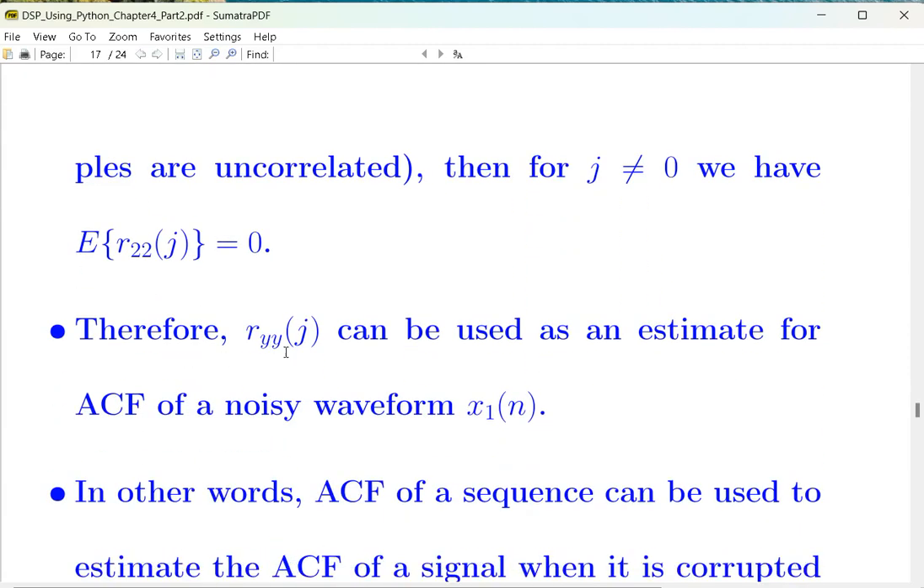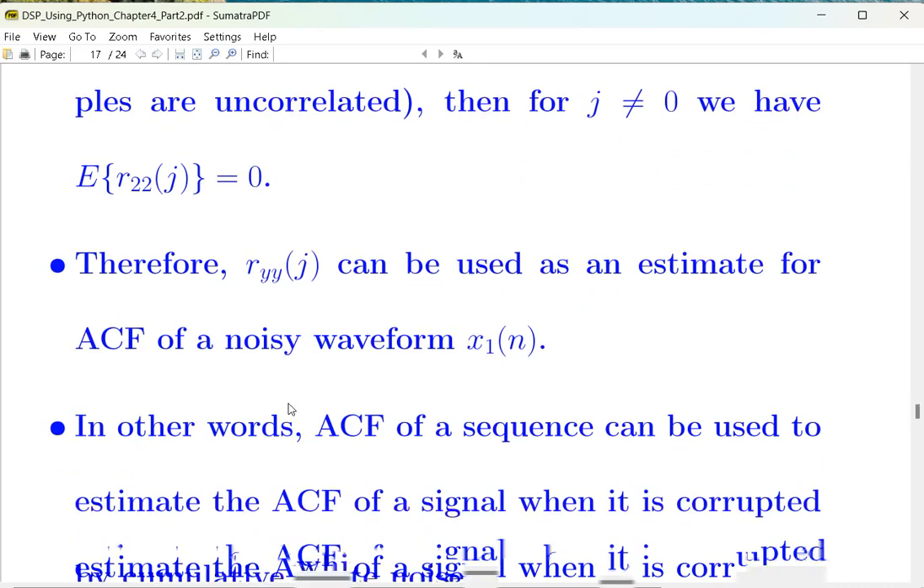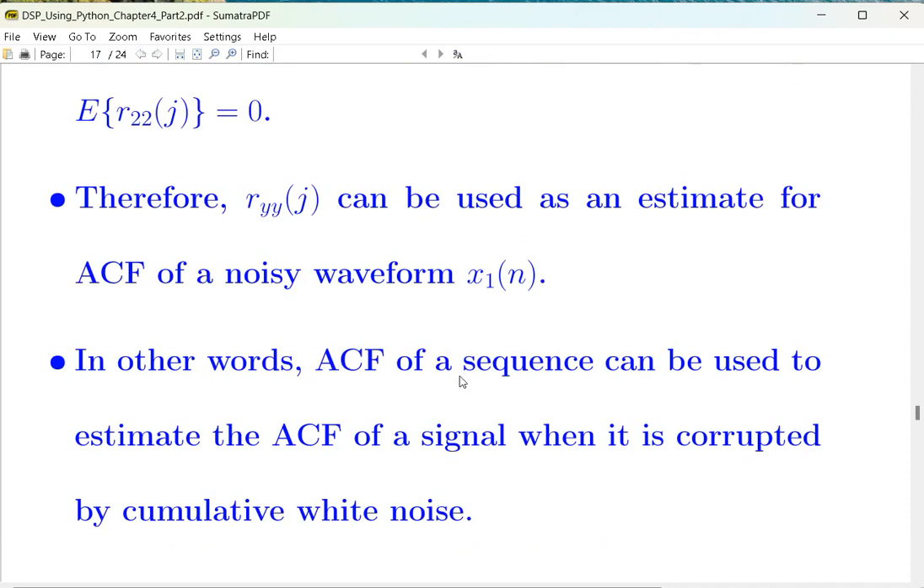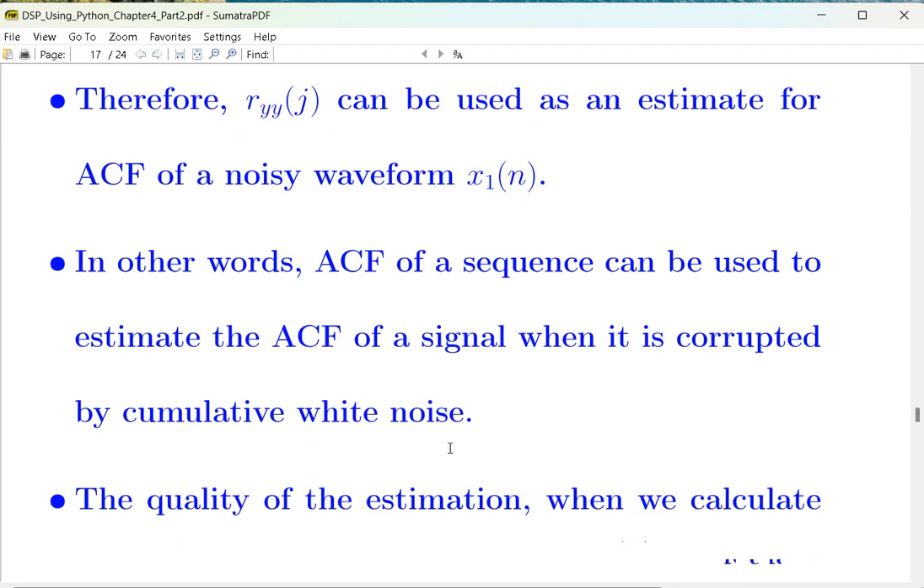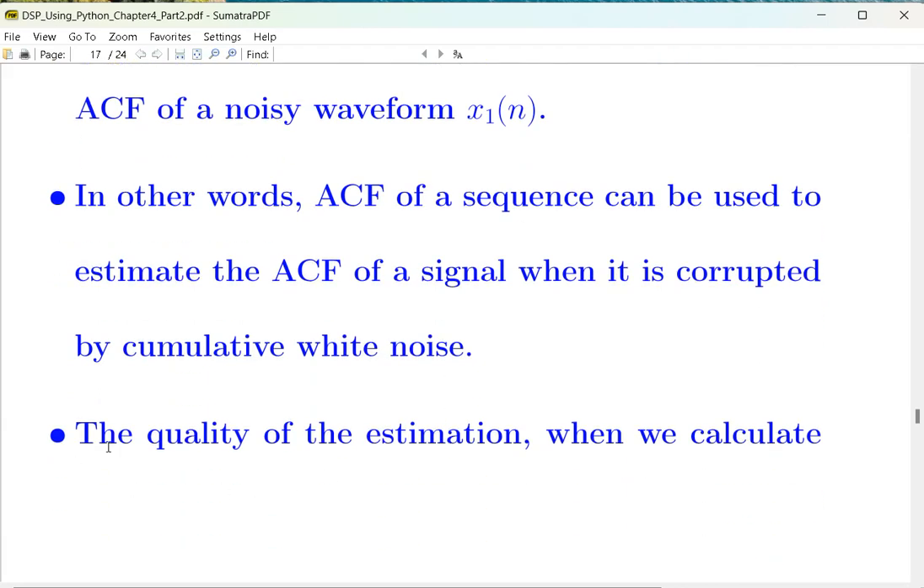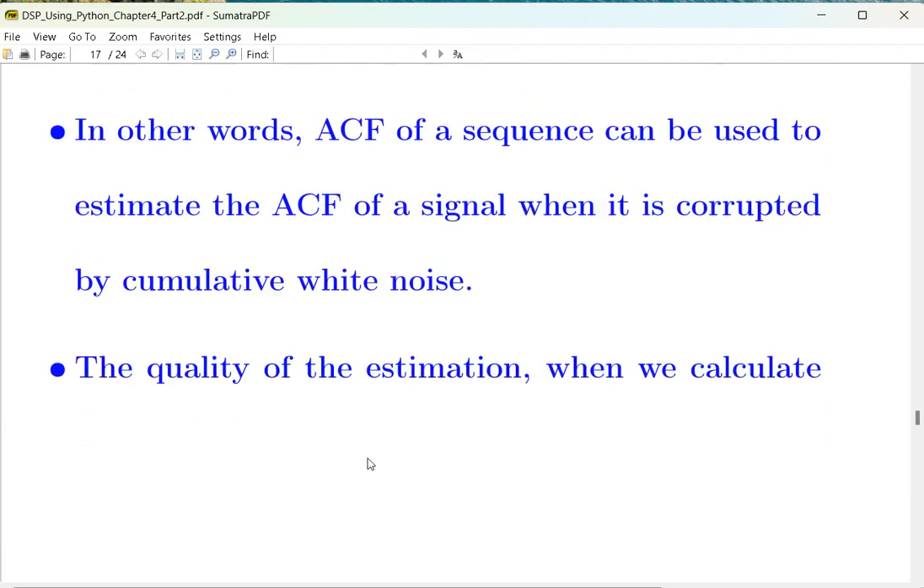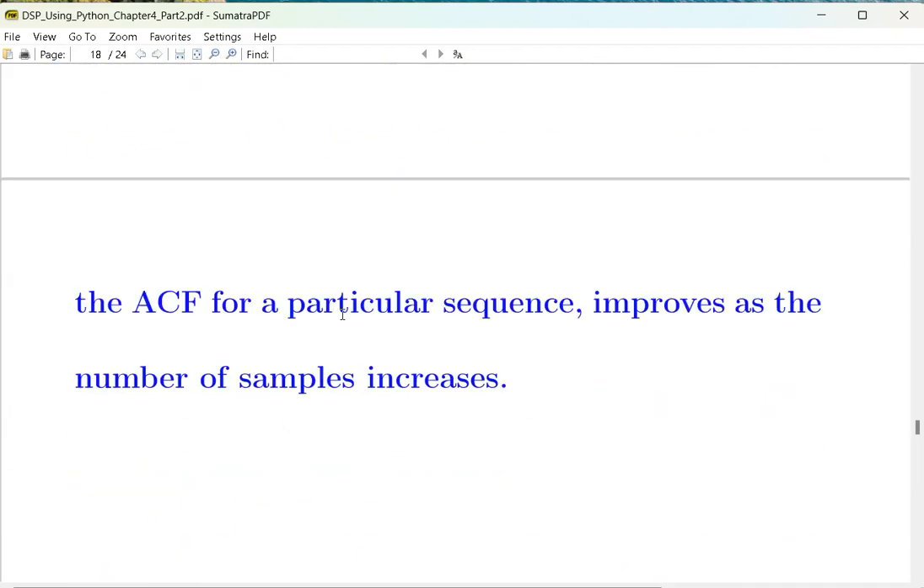Therefore, r double y of j can be used as an estimate for the autocorrelation function of a noisy waveform. Okay? In other words, the ACF of a sequence can be used to estimate the ACF of a signal when it is corrupted by additive white noise. And that's a great idea. The quality of the estimation when we calculate the ACF for a particular sequence improves as the number of samples increases.